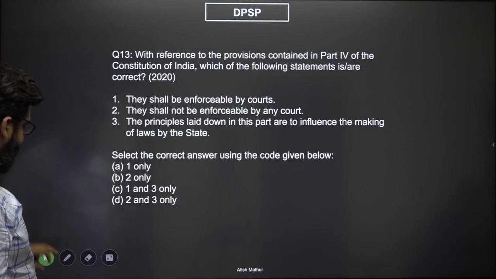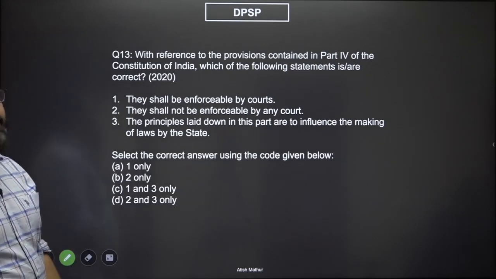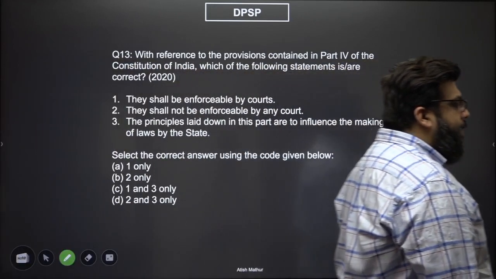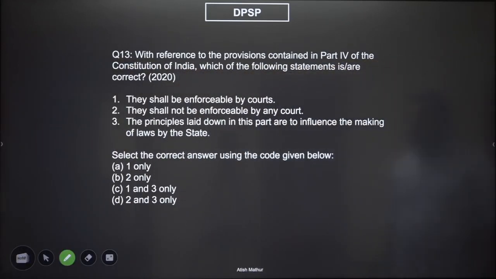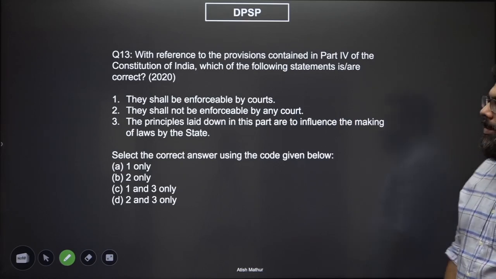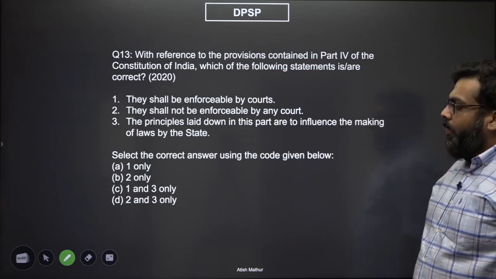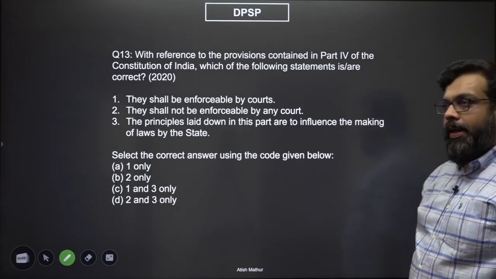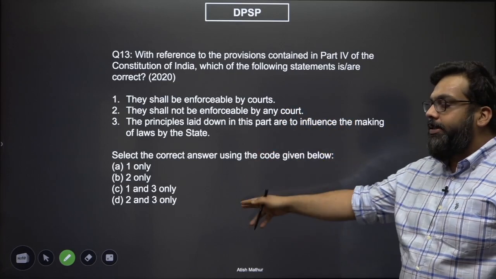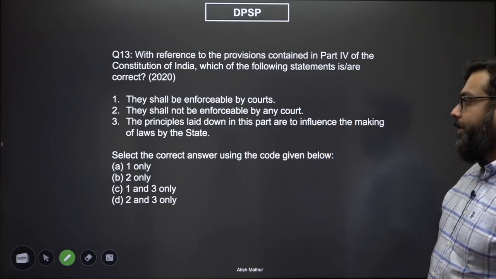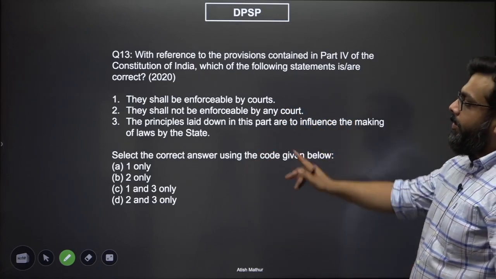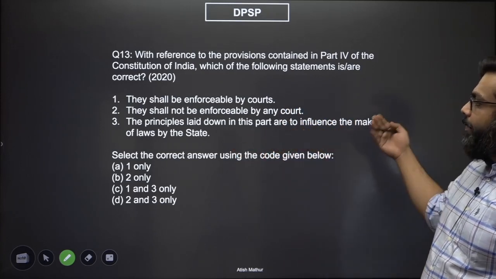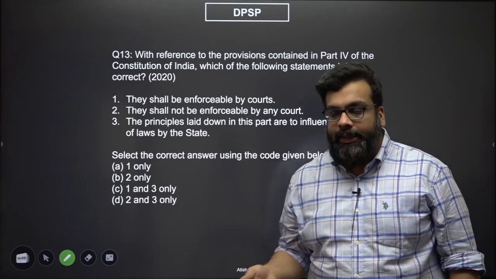Question 13. You'll be able to find contradictions in this question. With reference to the provisions contained in Part 4 of the Constitution, which of the following statements is or are correct? 1. They are enforceable by a court. 2. They are not enforceable by a court, which means 1 and 2 cannot exist in the same option combo. UPSC was smart to figure that out. 3. The principles laid down in this part are to influence the making of laws by the state.